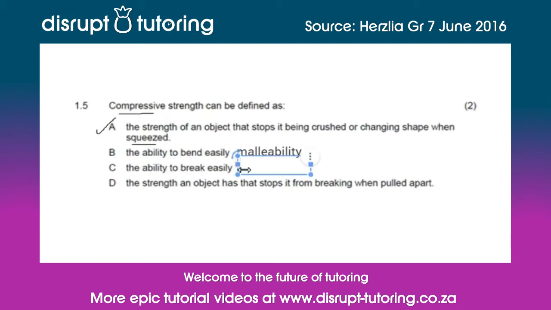The ability to break easily is called brittleness, double T, like that. When something breaks easily, you say that it's very brittle.